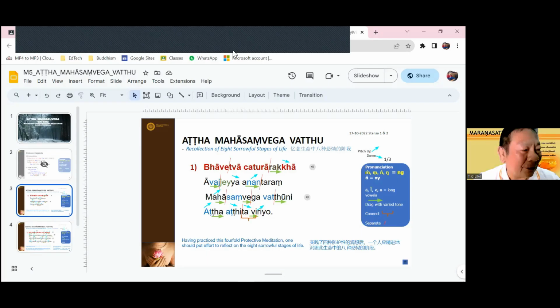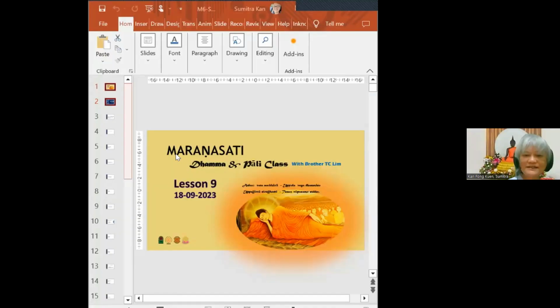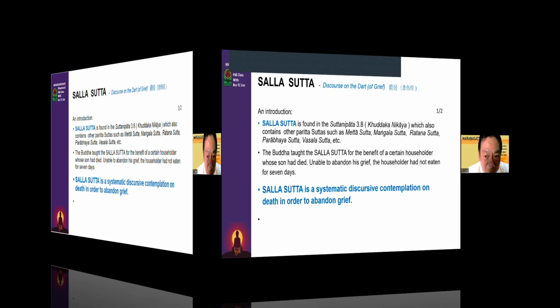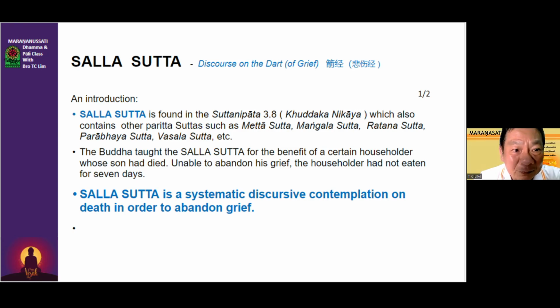Introduction of Salla Sutta. Can you see my slide? Yes. Okay, Salla Sutta. Salla means dart, here meaning the dart of grief. Sutta is discourse. This introduction is found in Sutta Nipata 3.8, which is in the Khuddaka Nikaya, which also contains other Paritta suttas like Metta Sutta, Mangala Sutta, Ratana Sutta, Parabhava Sutta, Vasala Sutta, etc.